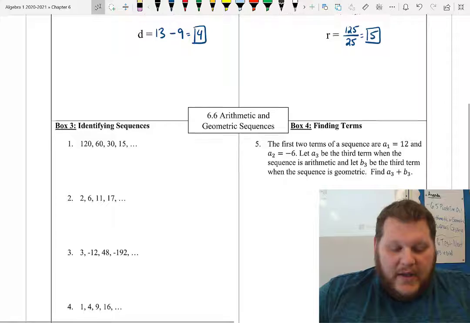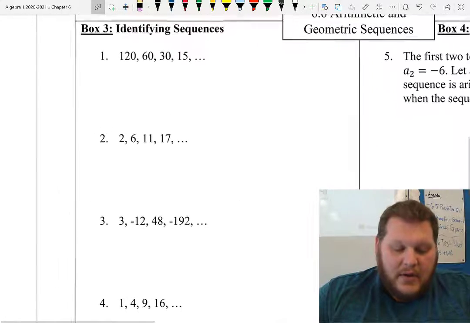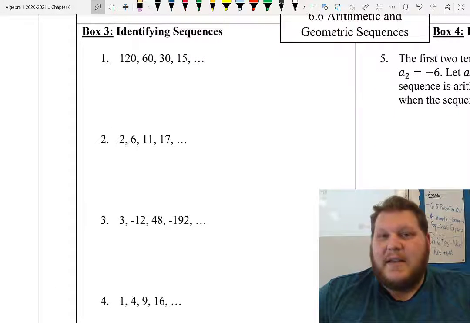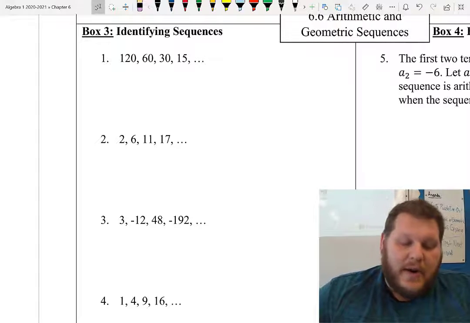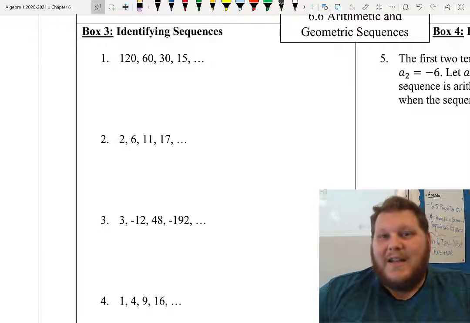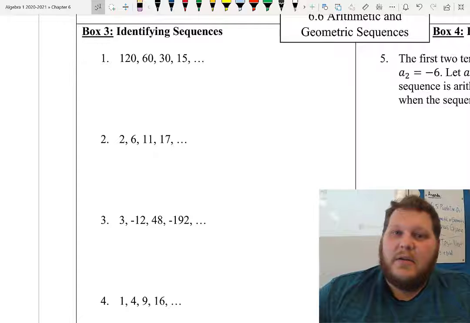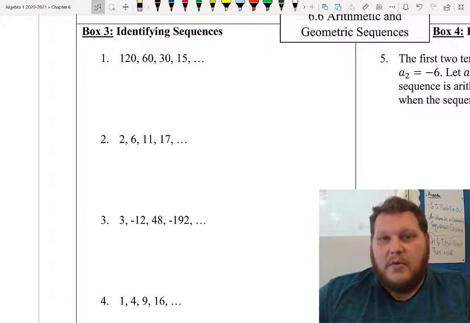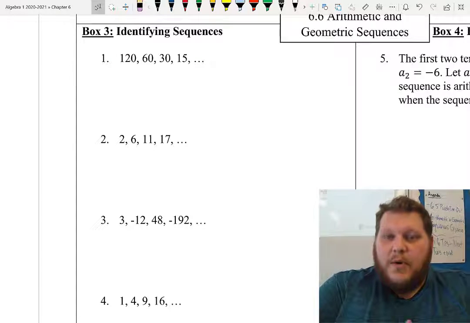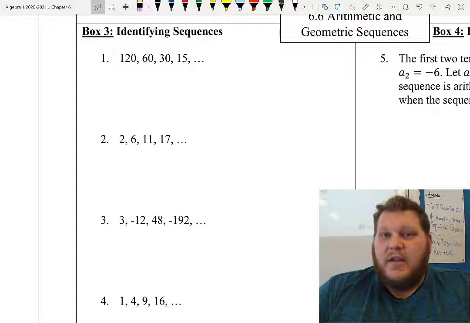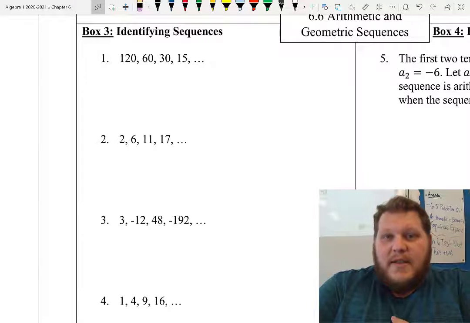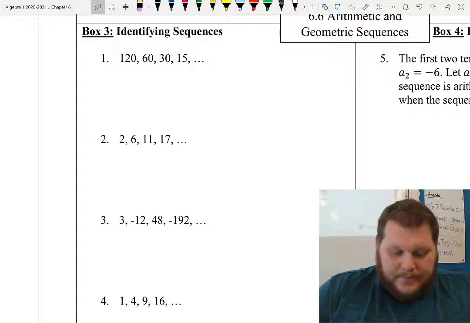All right, most of what we'll have to do in box 3, we're identifying sequences. So here, my instructions would be: identify if the sequence is arithmetic, geometric, or neither. So here we're given a sequence of numbers. We're trying to figure out what the pattern is. If that pattern is addition or subtraction, that means it's an arithmetic sequence. If that pattern is multiplication or division, it's geometric. If it isn't multiplication, division, addition, or subtraction, that's a neither situation.